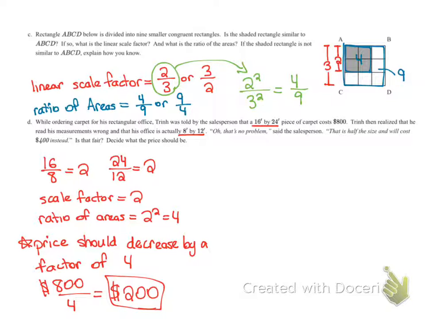Well, no, because think about it. They're going to calculate cost based on the area, on how much carpet was used, right? So even though the side lengths are half as big, the area would be 1/4 as big as the original area. So the cost should be 1/4 as big as well. If the cost was $800, the new cost should be 1/4 of that, which is $200, not $400. So he is overcharging for that rug.